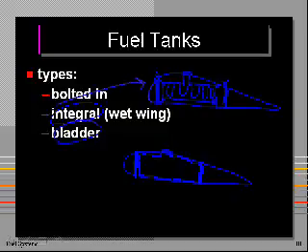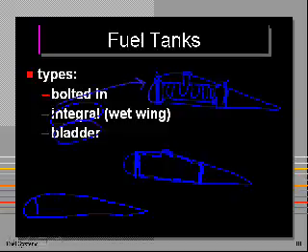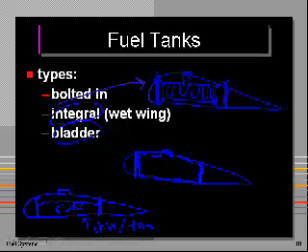Then there's the integral type, and if you look on transport category jets, big biz jets, big turboprops, you're going to see the integral kind. The integral kind is, say, here's a spar and here's a spar, and they put sealant in all the corners. And literally now, the tank is the fuel. Or correction, the wing is the fuel tank. That is, the skin of the wing is also the tank.